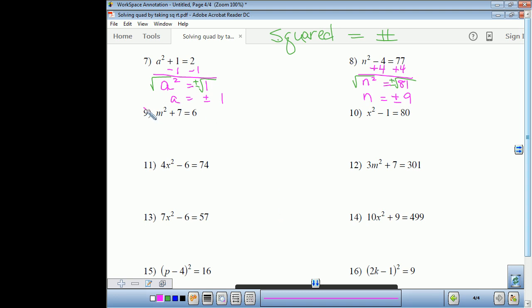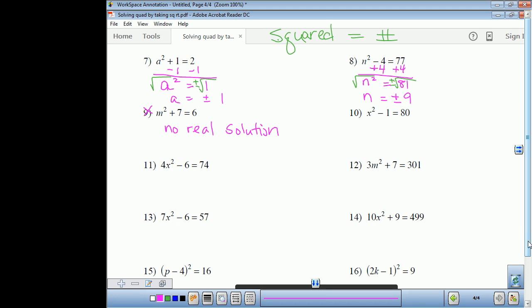Okay, number 9 we're going to skip because number 9 does not work. There's going to be negatives. Number 9 has no real solution. Number 10 ends up being the same thing as number 8. So we're going to skip that one also.